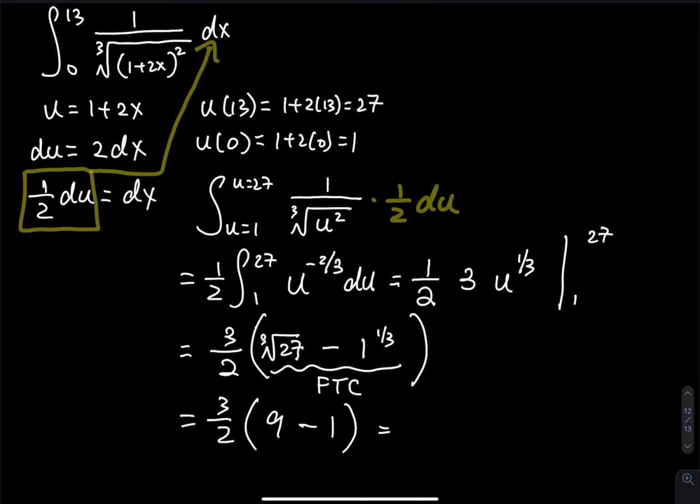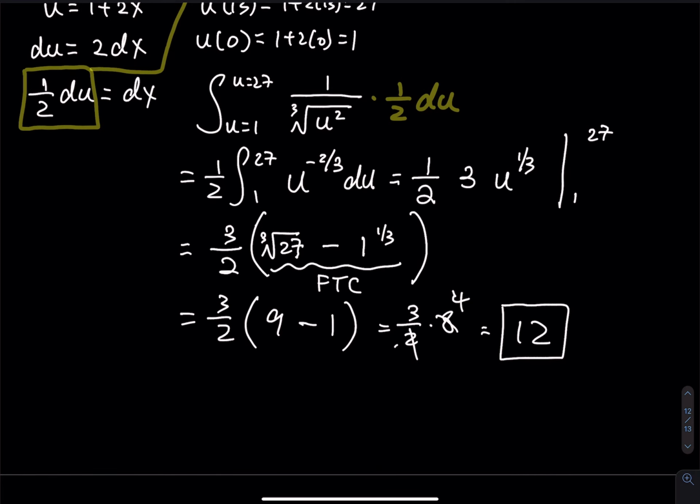So 9 minus 1 is 8. So we have this 8. So that will be 3 times 4 equals 12. So let me make sure this is right, because I wrote something else in my notes. What if I used the other method? I will just check myself using another method. So that will be 3 over 2 times 27 to the 1/3, the cube root of 27, and then minus 3 over 2 times 1 to the 1/3, right?